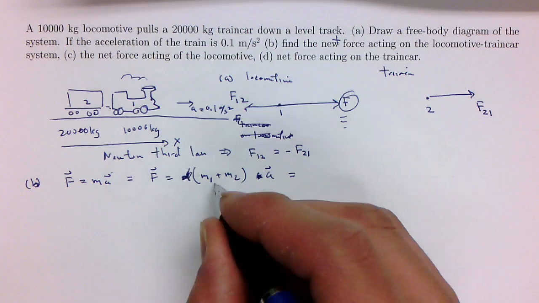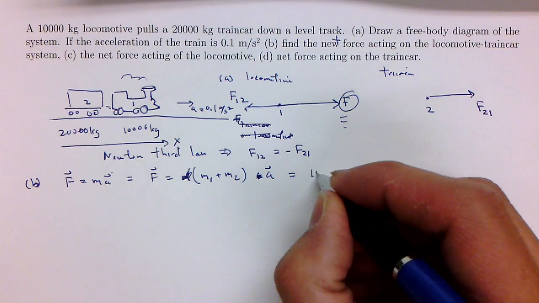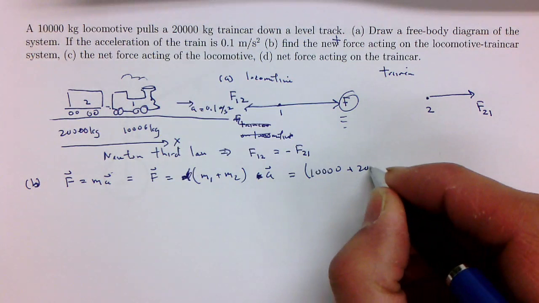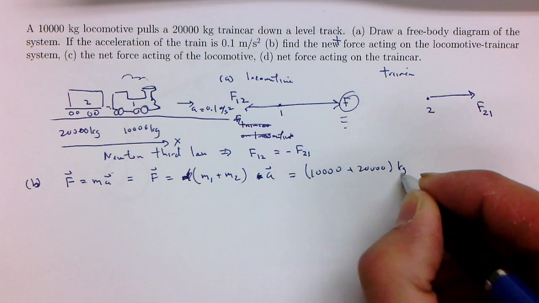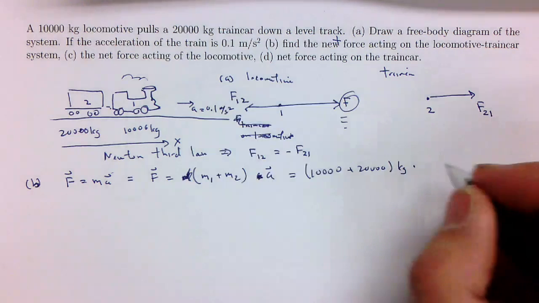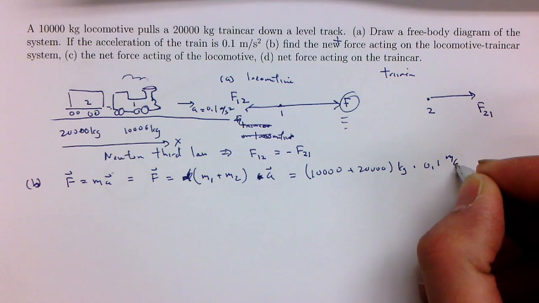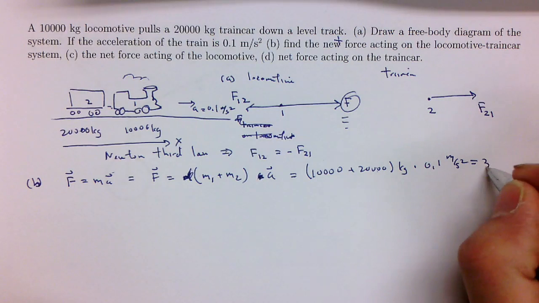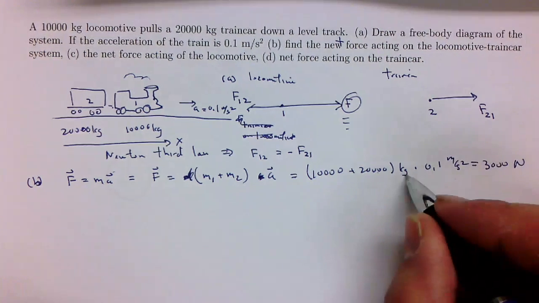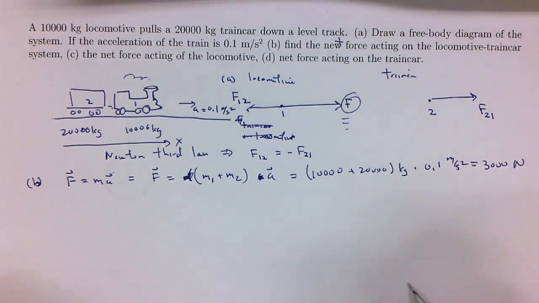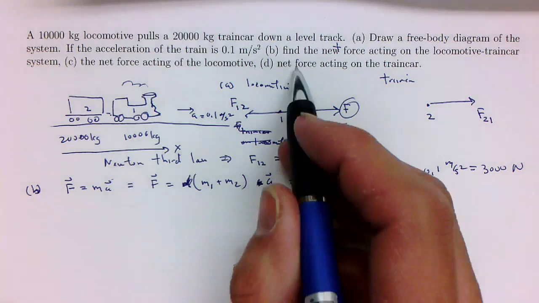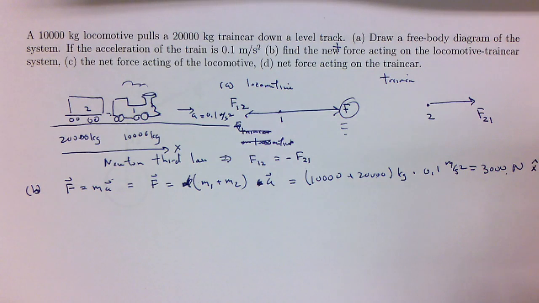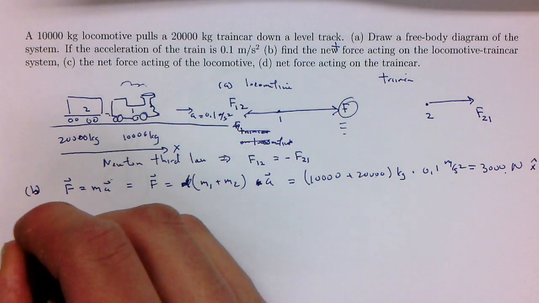So m1 is equal to 10,000, m2 is equal to 20,000 kilograms, times 0.1 meters per second squared. So this is 30,000 times 0.1, which is 3,000 newtons. Kilograms meters per second squared is newtons. So we got the net force acting on this train car locomotive system is 3,000 newtons along the positive x hat direction.